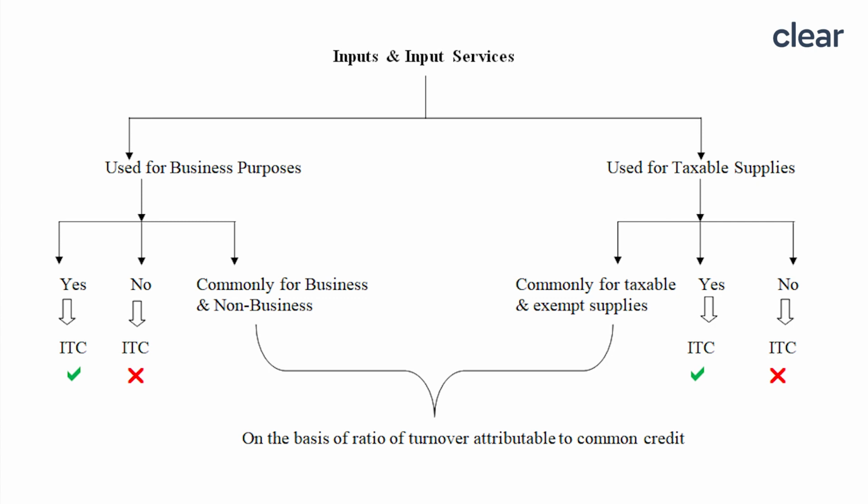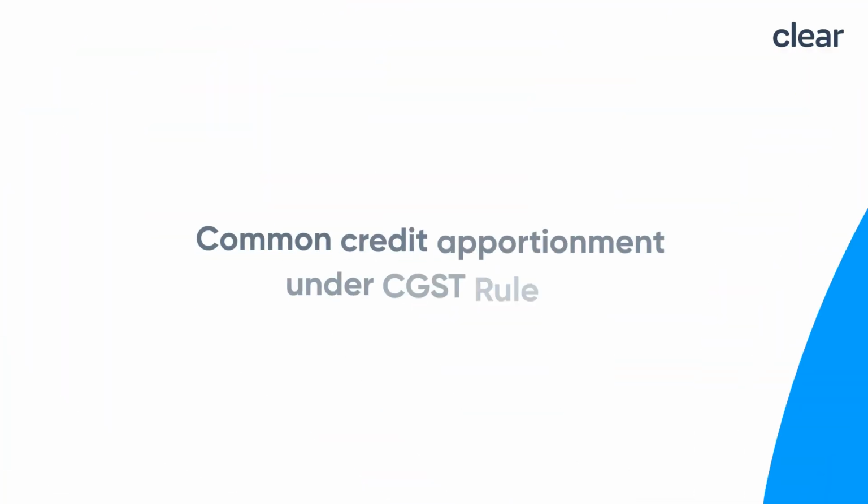The same applies to taxable and exempt supplies. When you pay GST for making taxable sales, you can claim it as ITC. And if GST is paid for making exempted sales, you cannot claim it as ITC. Apart from these scenarios, whenever you pay GST together for both business and personal purposes, or for making both taxable and exempted sales, then ITC has to be apportioned based on turnover as per the CGST Rule 42.